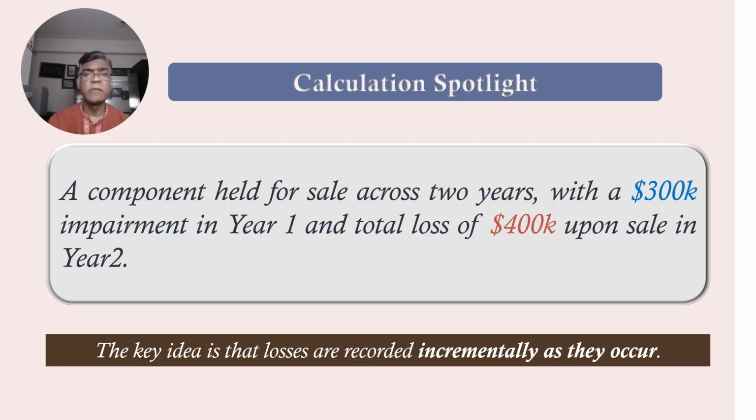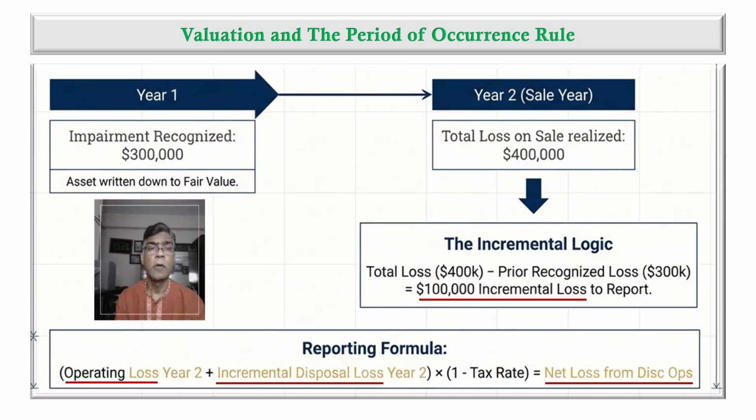Let's take a look at a simple example. Suppose a component is classified as held for sale in year 1 and the company recognizes an impairment loss of 300K. Then in year 2, the component is finally sold and the total loss from the transaction becomes 400K. This means that an additional 100K loss must be recognized in year 2. The key idea is that the losses are recorded incrementally as they occur.